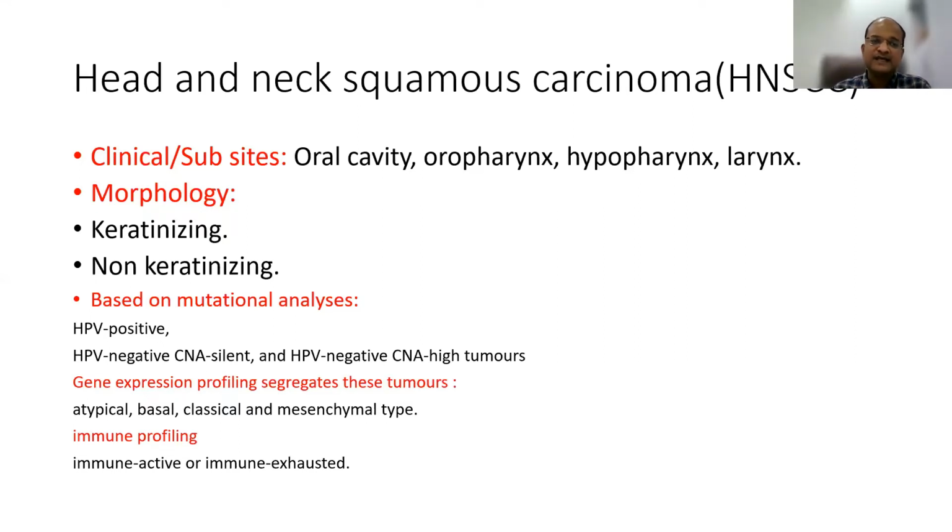Then based on gene expression profiling, squamous cell carcinoma of head and neck is subclassified into the atypical type, basal type, classical type, and mesenchymal type. And based on its immunoprofile, whether it is immune active, meaning how much host inflammatory response there is. If it is very high, it is considered an immune active type. And if there is not much inflammatory response, it's known as the immune exhausted type.